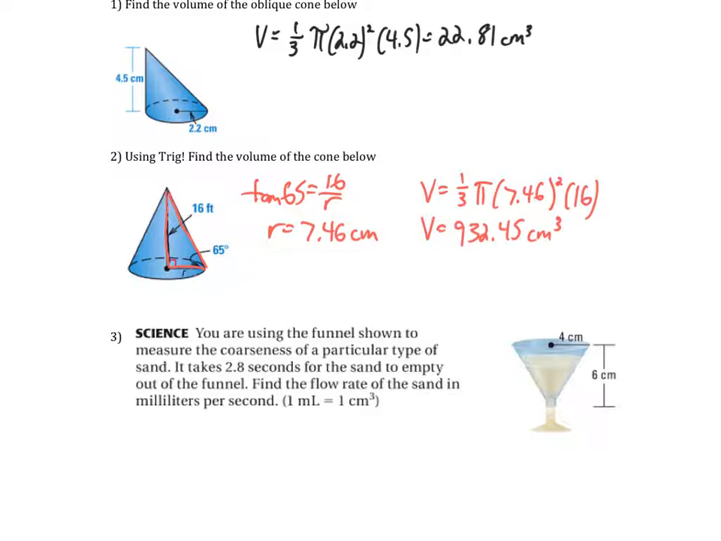Number 3, it says you're using the funnel shown to measure the coarseness of a particular type of sand. It takes 2.8 seconds for the sand to empty out of the funnel. Find the flow rate of the sand in milliliters per second. It's basically saying how much sand is flowing out per second, right? So again, I encourage you maybe to pause the video, see if you can take a shot at that, and then see if your answers match mine.